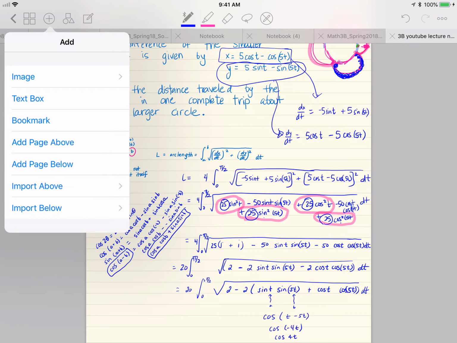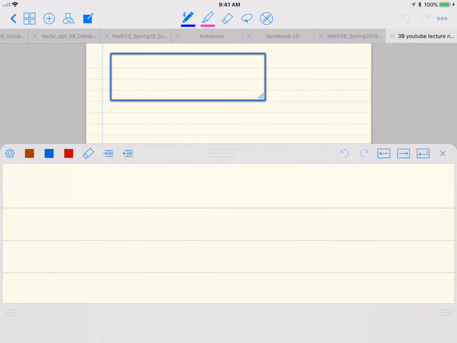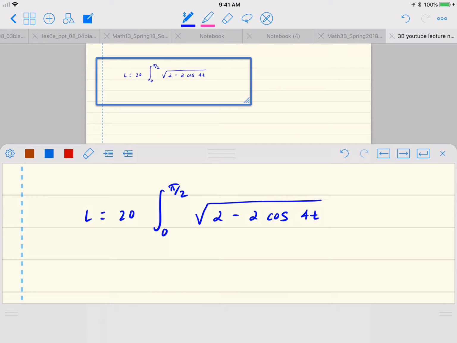Okay, so let's add a page below. So L is equal to 20 times the integral from 0 to pi over 2. We've got 2 minus 2 cosine 4t, and we've got the square root of that, dt.